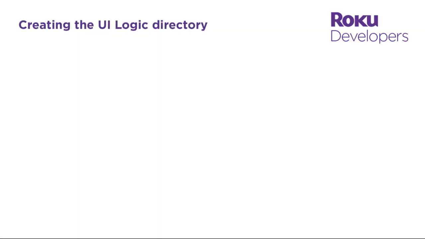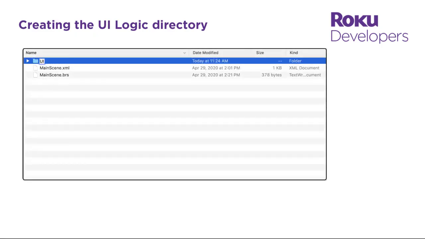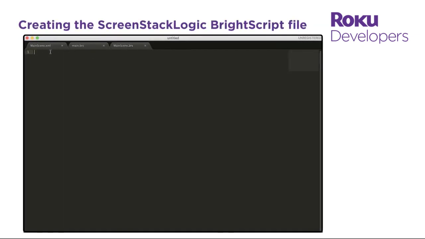For the next step, let's create the files for the three UI logic methods we called in the main scene BrightScript file. First, let's add a new folder to the components directory and name it UI logic. This is where we will store our scripts with these methods. First, we're going to create the ScreenStackLogic script. So create a new file in your text editor IDE and create an init ScreenStack function. In this function, create an empty array named ScreenStack and give it component scope with the m.dot attribute. We'll use this for initializing the ScreenStack.